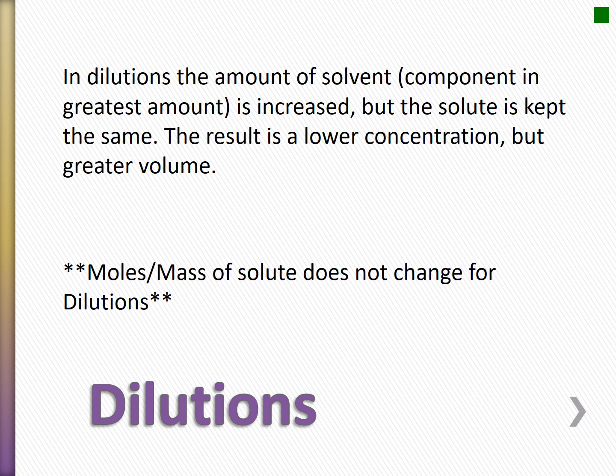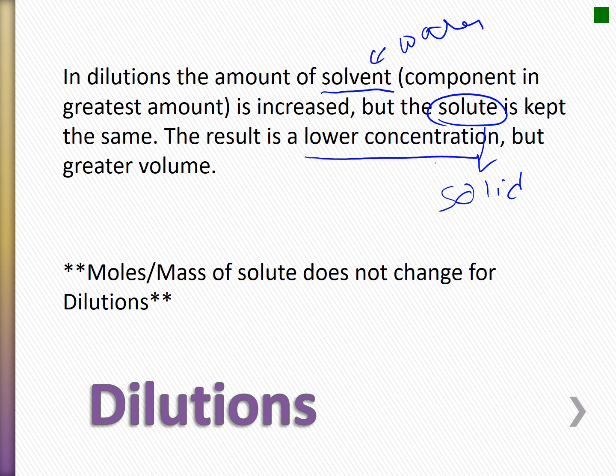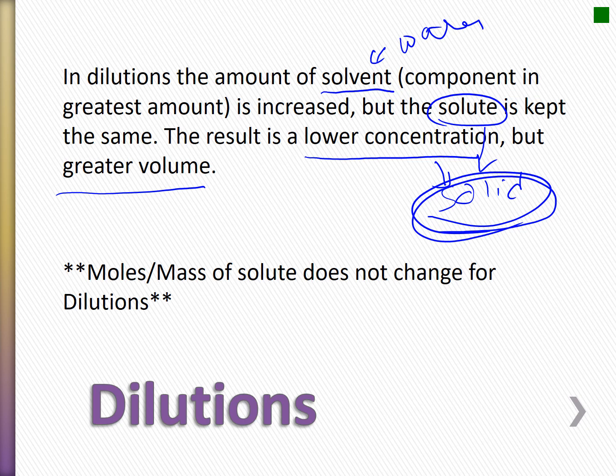In dilutions, the amount of solvent, so the component in the greatest amount, once again the water typically in this class, is increased, but the solute, so the salt or the solid that we dissolve something in, is kept the same. The result is a lower concentration. When we're talking about concentration, we're talking about that solute. So the molarity is the concentration of that solid that we put in, but it has a greater volume. Okay?